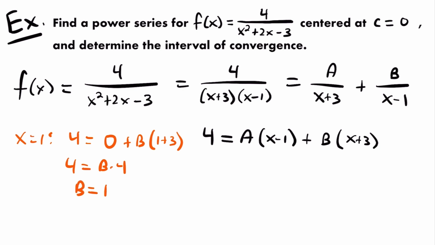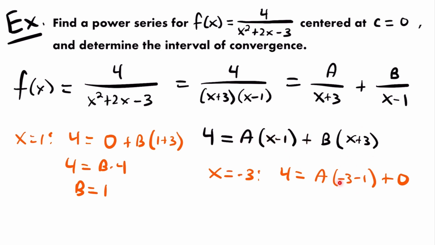All right, now to solve for a, we can plug in negative 3 for x, and that will eliminate this term because negative 3 plus 3 is 0, and 0 times b is 0. So that will allow us to solve for a. All right, so when x equals negative 3, we will have 4 is equal to a times negative 3 minus 1 plus 0. Okay, so x is negative 3, so we have a times negative 3 minus 1 plus 0.